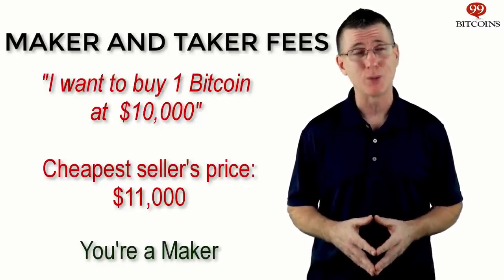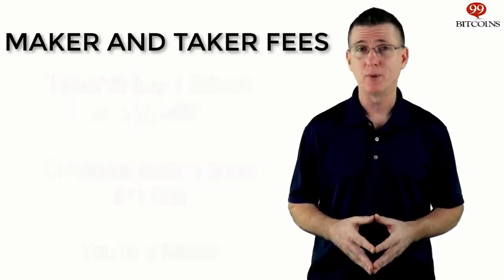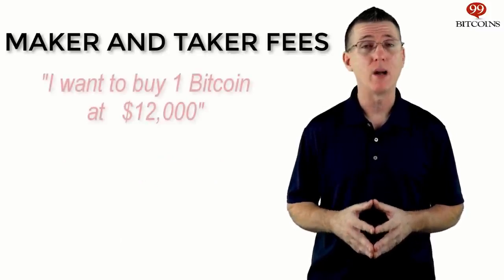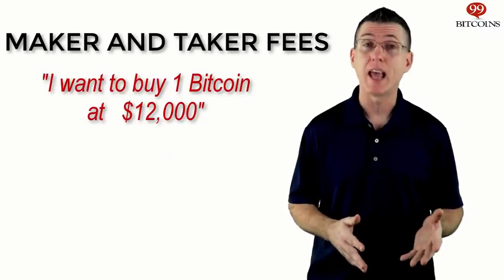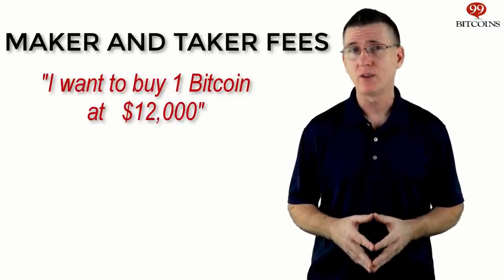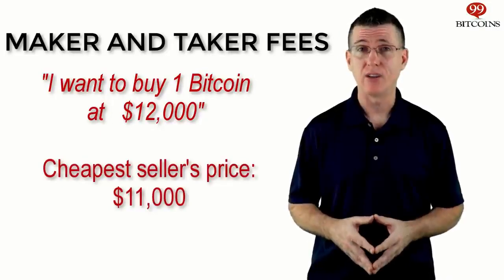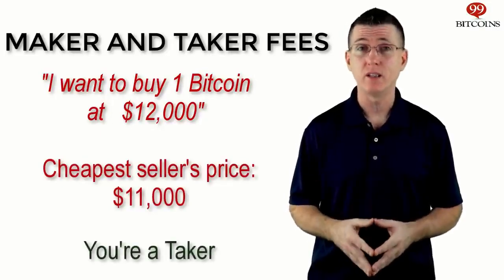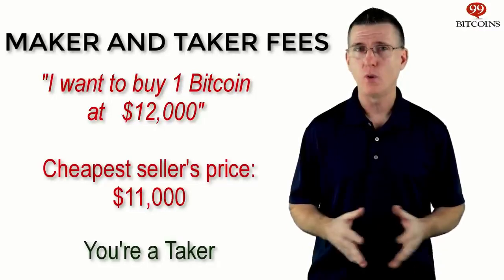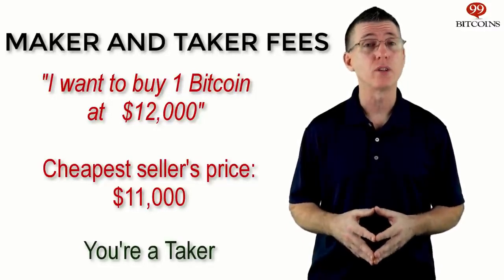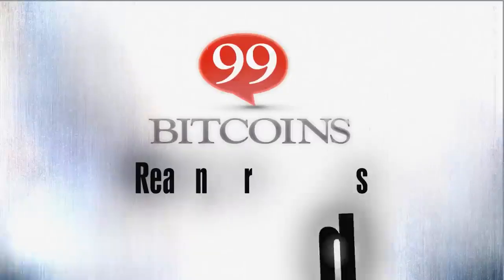Using that same example, perhaps you place a limit order to buy 1 Bitcoin at $12,000 at most, and the lowest seller is selling 1 Bitcoin at $11,000. Then your order will be instantly fulfilled. You will be removing orders from the exchange's order book, so you're considered a market taker.